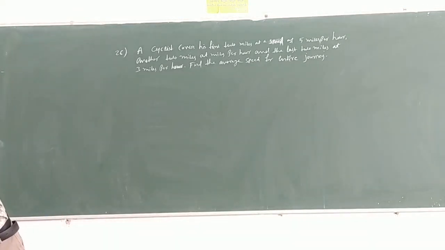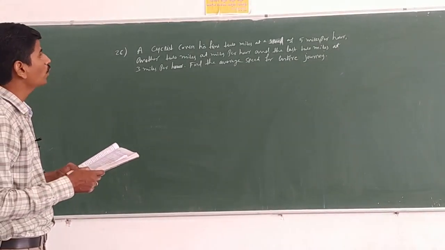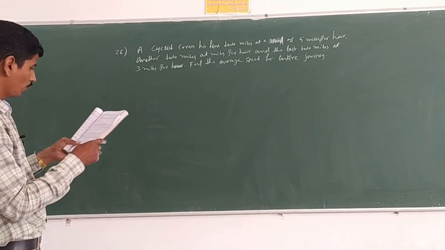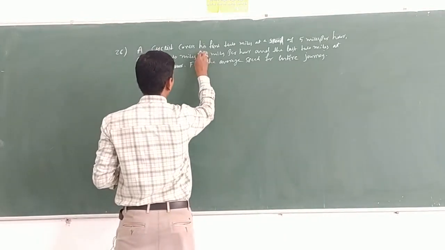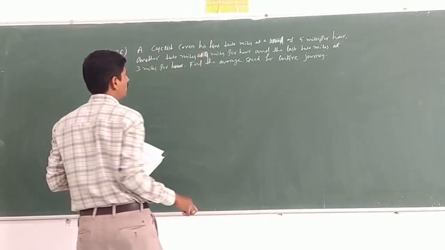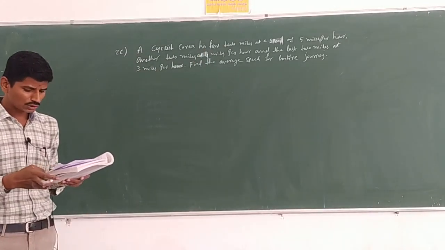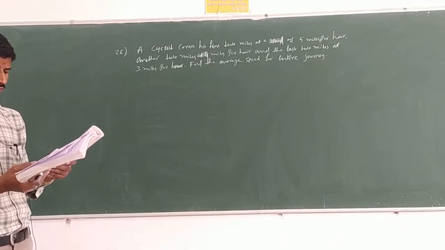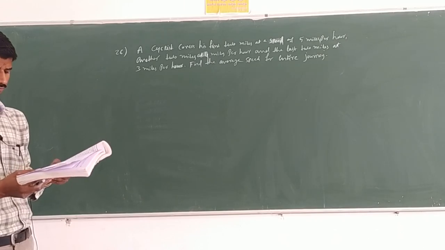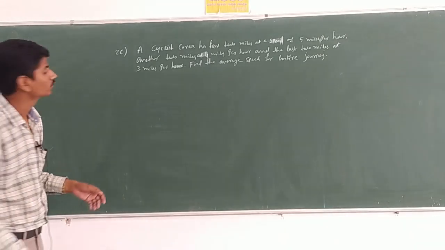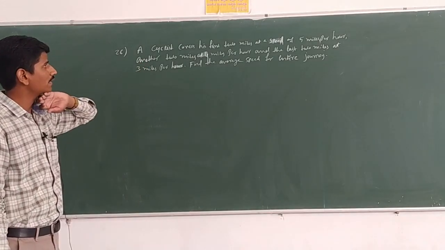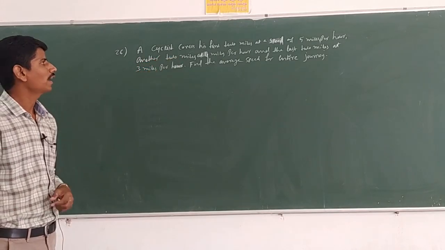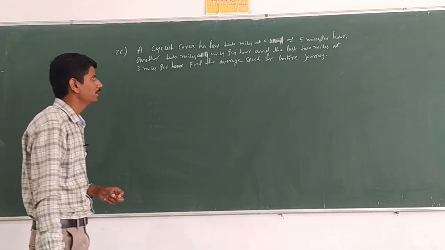See here, a cyclist covers his first 2 miles at a speed of 5 miles per hour, another 2 miles at 4 miles per hour, and the last 2 miles at 3 miles per hour. Find the average speed for the entire journey.